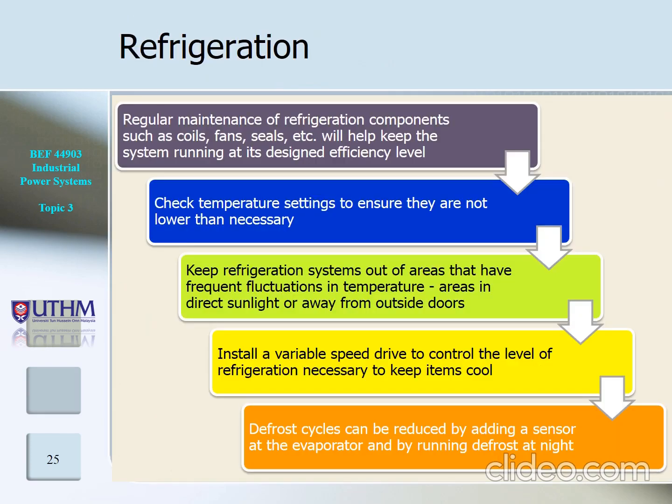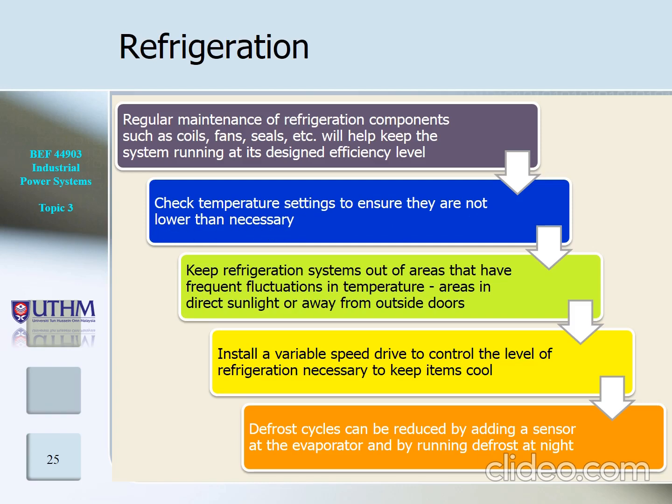For the last item, refrigeration. These are the tips to reduce the energy. The first one is regular maintenance of refrigeration components such as coil, fan, seals, etc. This will help keep the system running at its design efficiency level. And then we have to check temperature settings to ensure they are not lower than necessary.